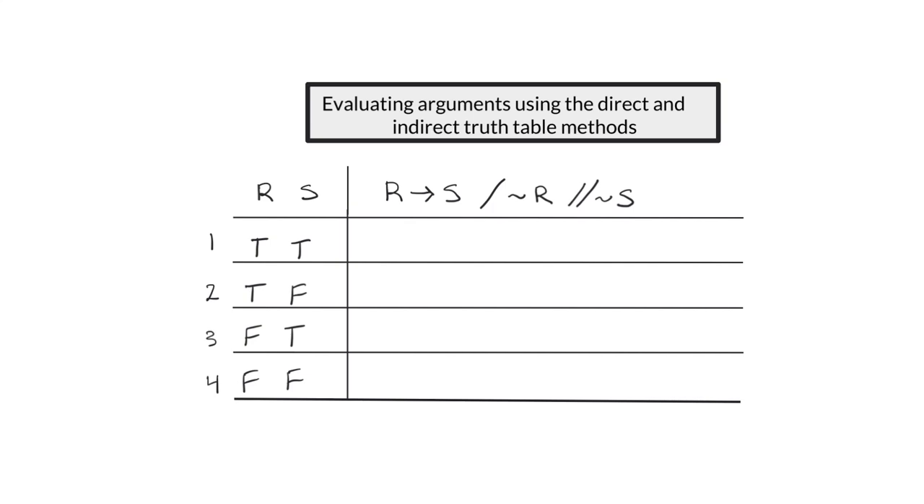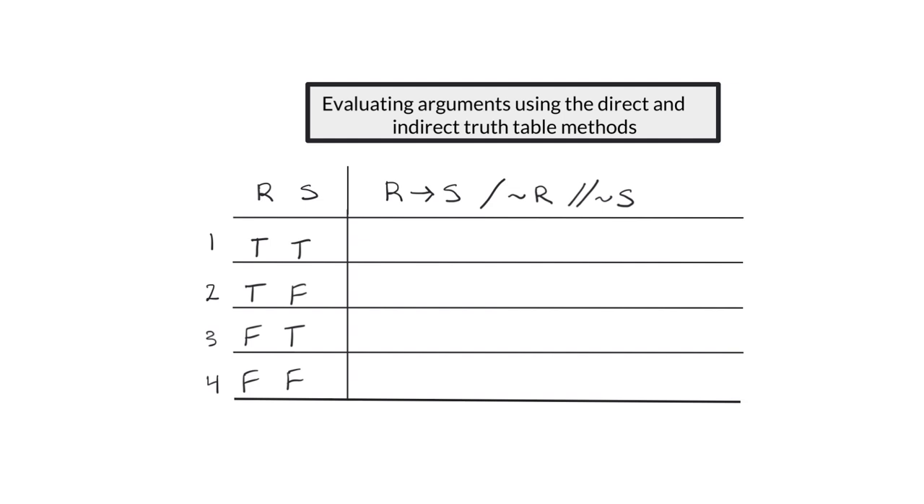So far, we've been using the direct truth table method. That is, we've been filling out an entire truth table in order to evaluate the validity of an argument. In this video, I'm going to show you both methods, and my hope is to show you the connection. Both the direct and the indirect methods will do the work in evaluating whether an argument is valid or not, but they do it in different ways. And in some cases, the indirect truth table method is going to be a more efficient way of doing that.